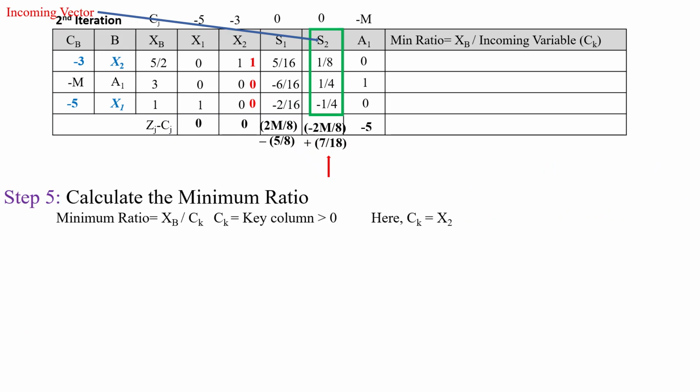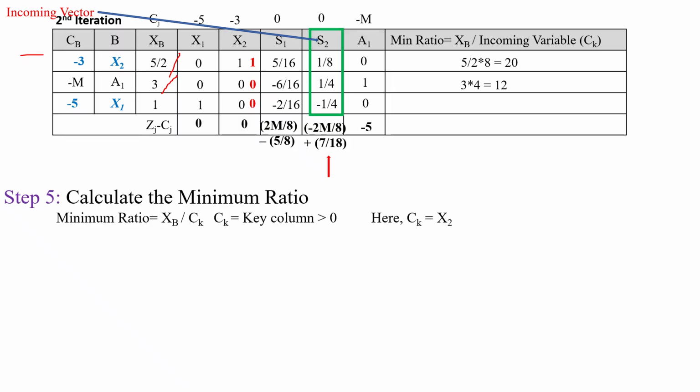The next step is to calculate the minimum ratio of XB divided by Ck. For the first row, the X2 variable row, the XB value is 5 by 2 and the Ck value is 1 by 8. So 5 by 2 divided by 1 by 8 is equal to 5 by 2 into 8, which is equal to 20. Next, for the second row, the XB value is 3 and the Ck value is 1 by 4. So 3 divided by 1 by 4 is equal to 3 into 4, which is equal to 12.